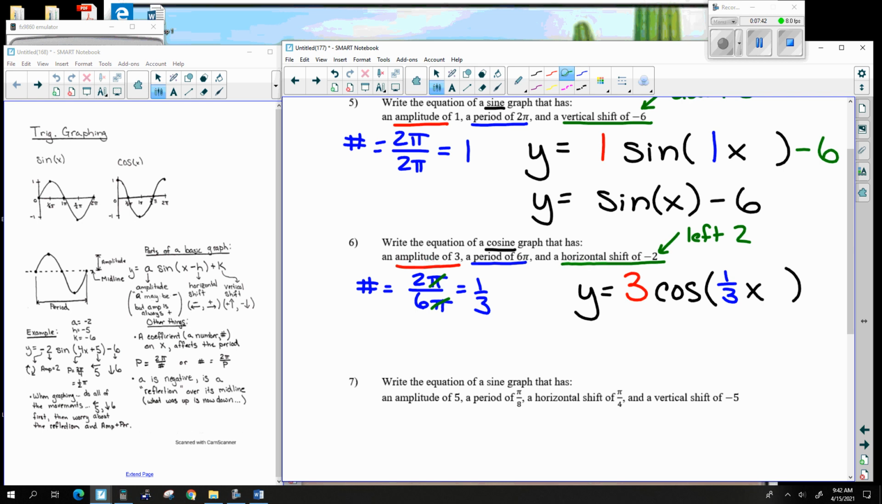Horizontal shift. Horizontal shift goes in with the x, and it's left 2. So that's technically going to be a plus 2. The x is a liar, but not the y. So y is equal to 3 cosine 1/3 x plus 2.